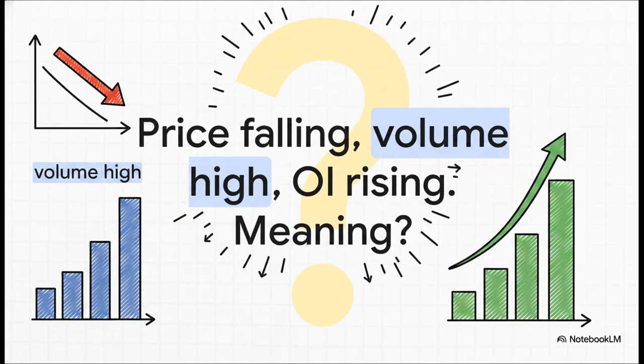Final question to really bring it all together. You look at your chart, you see the price is falling, you see volume is high, and you see open interest is rising. What exactly is the market telling you? It's telling you a remarkably strong downtrend is in effect, and you should be looking to sell on any small rallies. The conviction there is absolutely real.